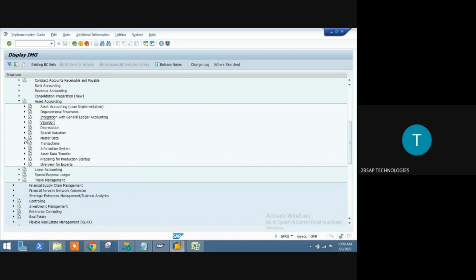Chart of depreciation, nothing but having list of depreciation areas in it.